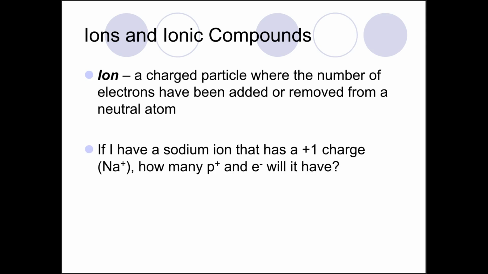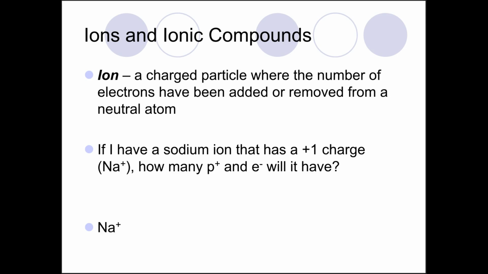So sodium. If sodium has a positive 1 charge, so it would look like Na with a plus sign next to it, let's figure out how many protons and electrons it will have. I've dropped out neutrons here. Neutrons don't have a charge, remember, so that's not changing. So we're kind of ignoring the neutrons when we're talking about ions, not because they don't matter, but because they don't impact the charge. Okay, so sodium plus 1.